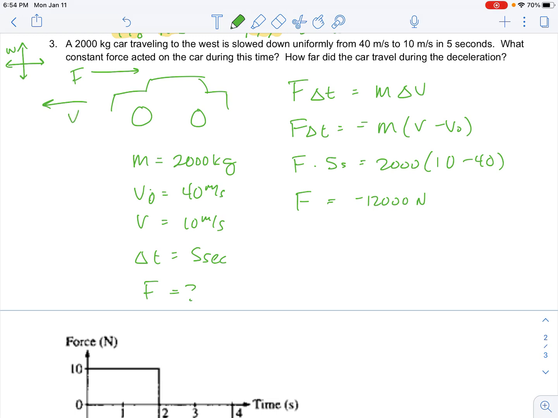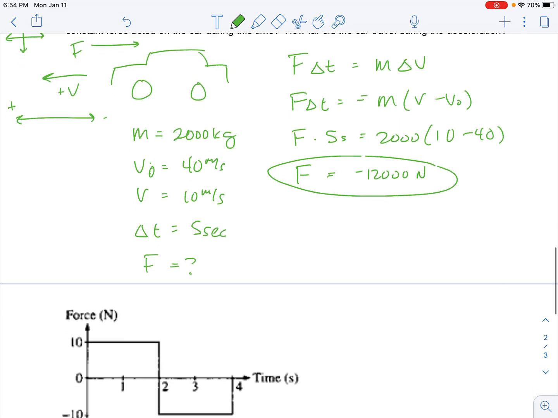opposes the initial velocity, which makes sense. If it's slowing down, the force should be in the opposite direction as the initial velocity. In this system, actually, I set up that, let's see, that to the right was positive and to the left was negative. So I did it backwards.